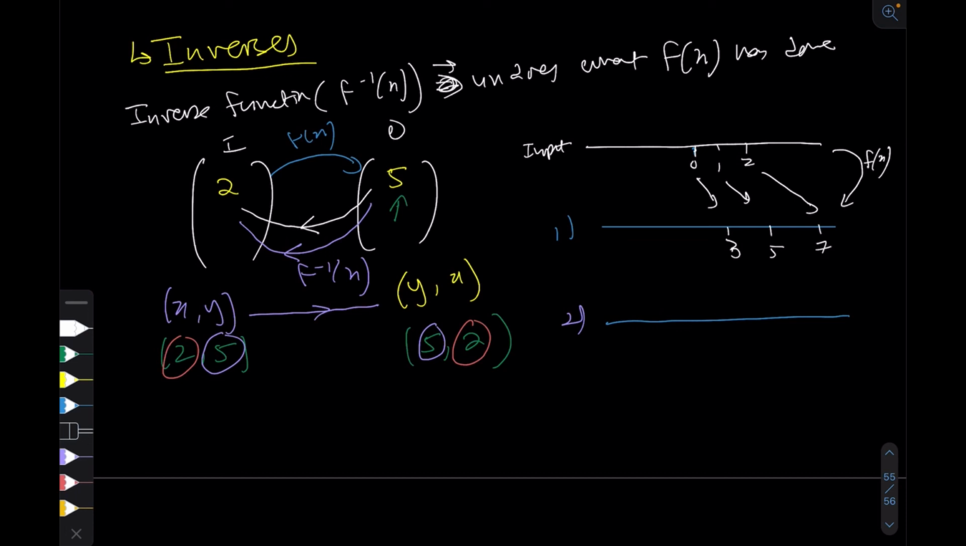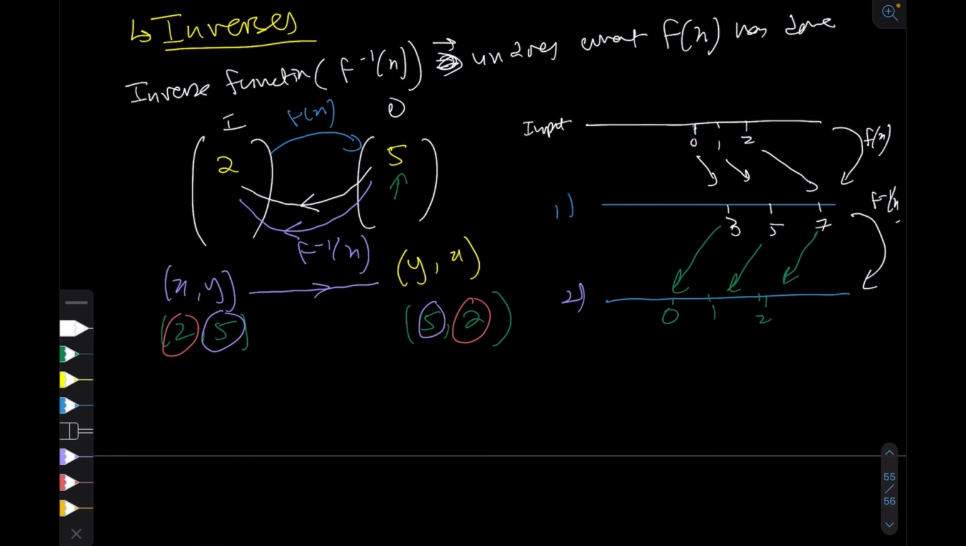All right. Now, if I put these values in f inverse, they will have the opposite effect. They will take 7 and give me back 2. They will take 5, they will give me back 1. They will take 3, they will give me back 0. Right? This is the effect of f inverse of x.